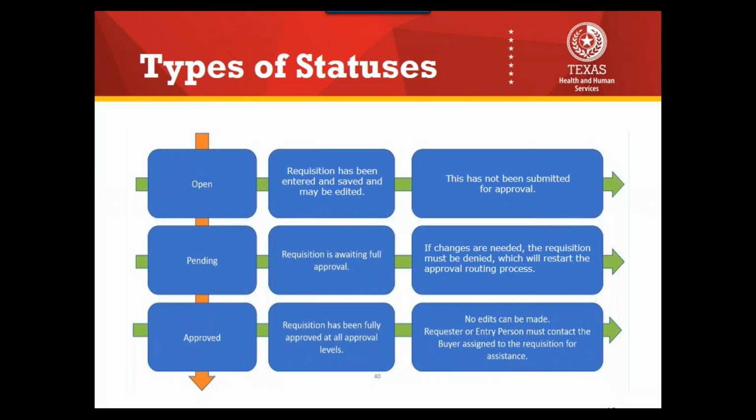If changes are needed, the requisition has to be denied, which will restart the approval routing process, okay? If it's approved, that means it's already gone through all levels of approval and everybody has said yes to it. No edits can be made. You have to usually request contact the buyer for assistance if it's in that stage.